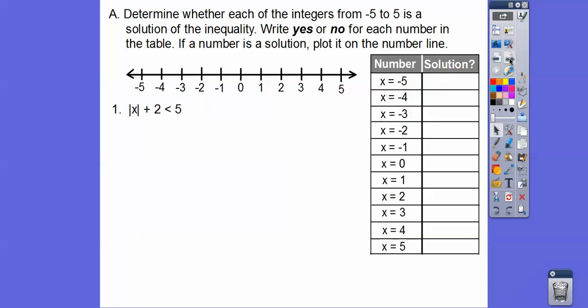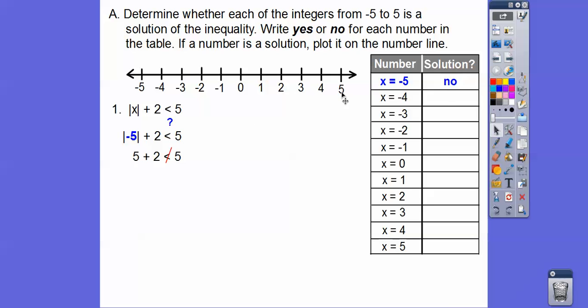Okay, so here's number one. The absolute value of x plus 2 is less than 5. We're going to plug in all of these integers from -5 to +5 and see if each satisfies this. When we plug it into the absolute value and then add 2, is it going to be less than 5? Is the absolute value of -5 plus 2 less than 5? Well, this is positive 5, and 5 plus 2 is 7. 7 is not less than 5, so the answer is no, and we don't graph that.